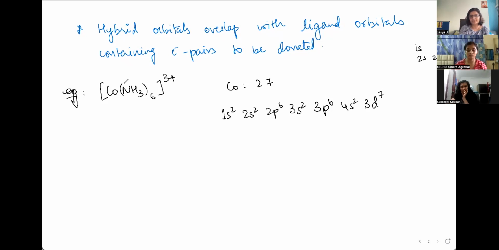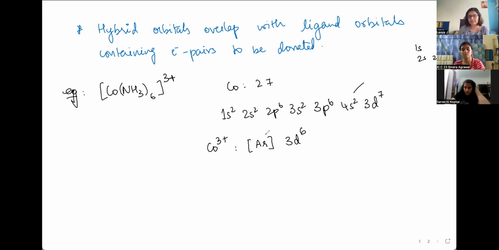Here NH3 is neutral, cobalt is at 3 plus. So Co3+ will lose 3 electrons. So we have 18, like 3p6, up to here it will be the same. And then if it loses 3 electrons, will it be 4s2 3d4? No, first from the s orbital. So 4s will go, and after that we will simply be left with 3d6.